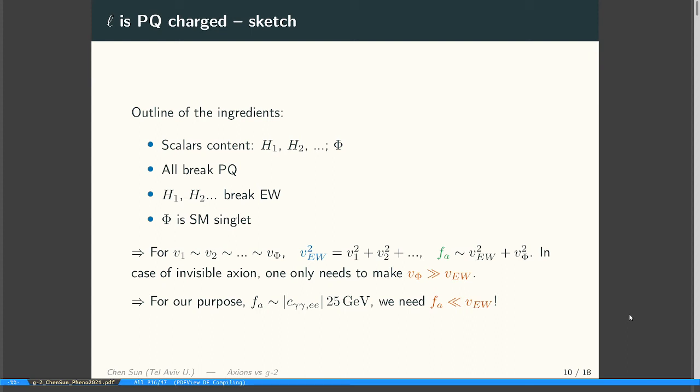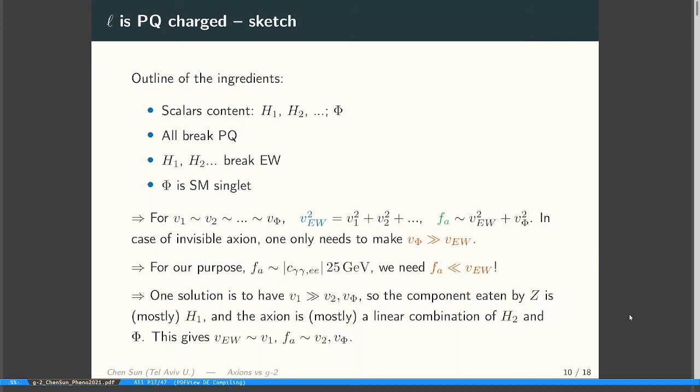But in our case, we want the small decay constant that's even below the electroweak scale. And that can be achieved if we arrange some hierarchy between the vevs of different scalars. So in our case, we want the vev of one scalar to be larger than the rest, so that the component that's eaten by Z is dominantly from the phase of this scalar. And the axion is a linear combination of the phases of the scalars that have a smaller vev. Okay. And in that case, we could have a decay constant that's below the electroweak scale.